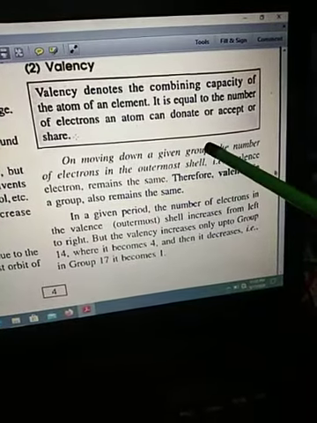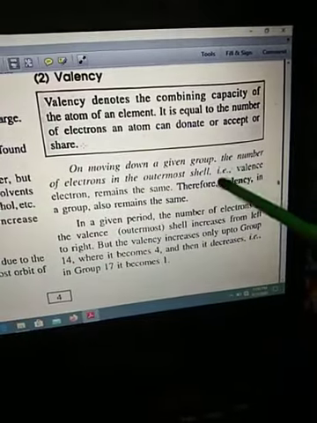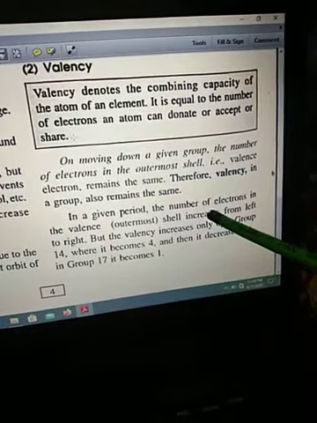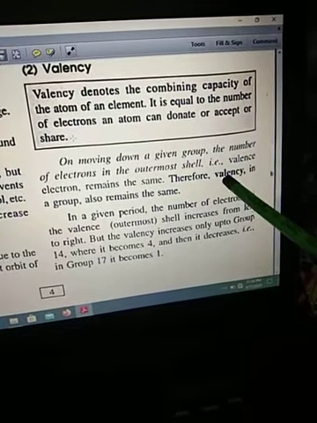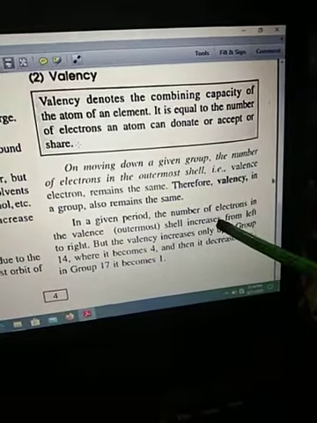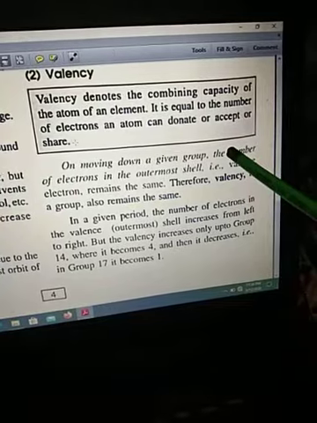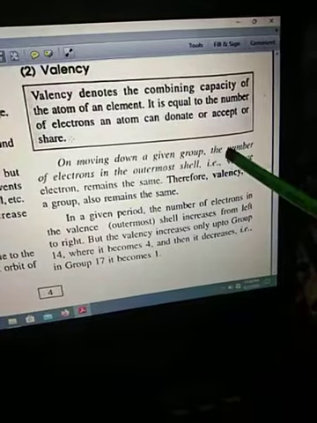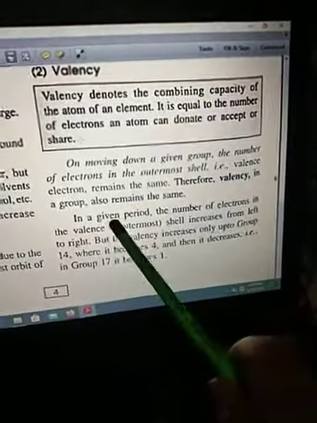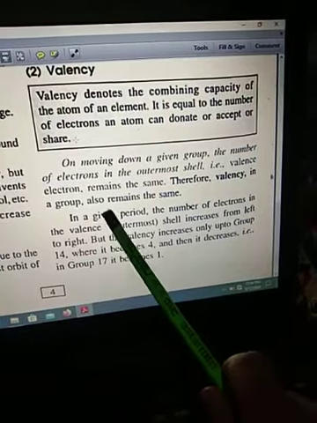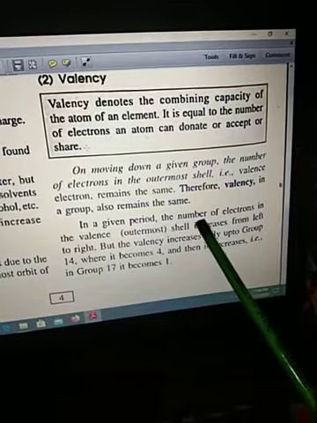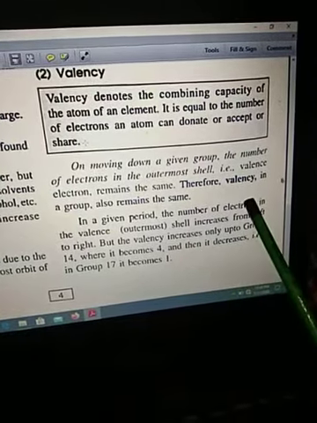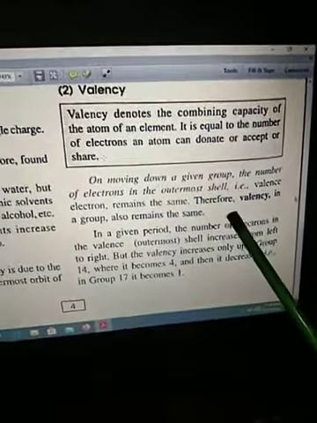Say for example, group 1 elements, the alkali metals, have 1 electron in the outermost shell, so they are similar. Similarly, group 2 elements all have 2 electrons in the outermost shell, so their valency will be 2. Similarly, group 17, their valency is 1 because they need only 1 electron to be stable. Similarly, when you move across the period, the number of electrons in the valence shell increases from left to right.